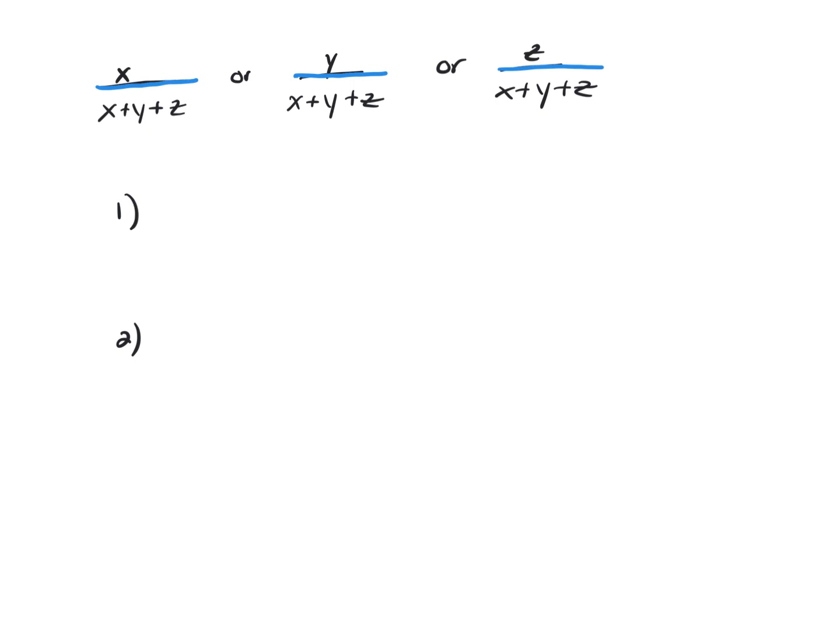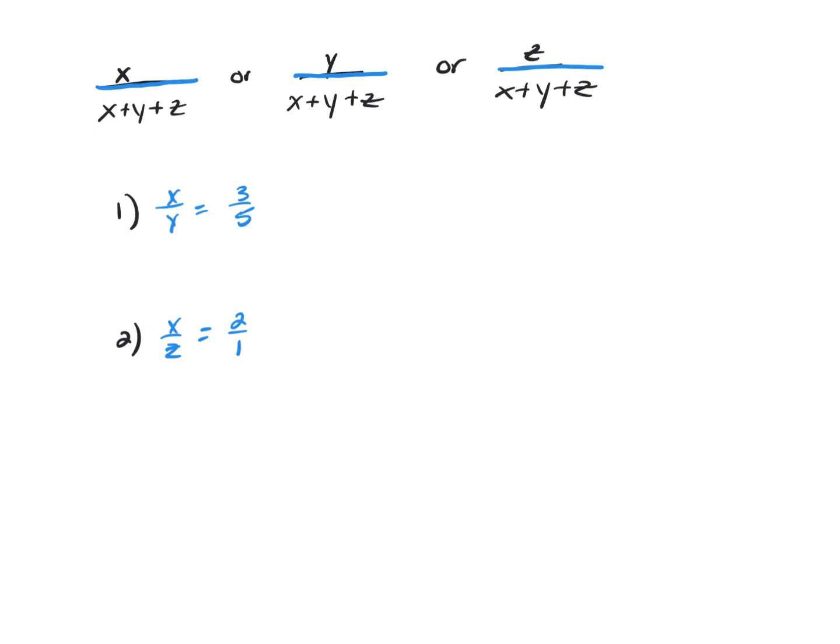Well, let's look at clue 1. Clue 1 says X to Y equals 3/5. But it doesn't tell me anything about Z, so that doesn't work. And then clue 2 says departments X and Z ratio is 2-to-1. That tells me nothing about Y, so that doesn't work. So neither one works independently.